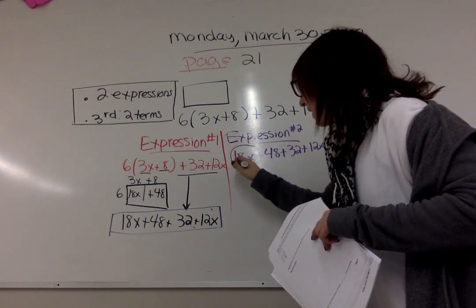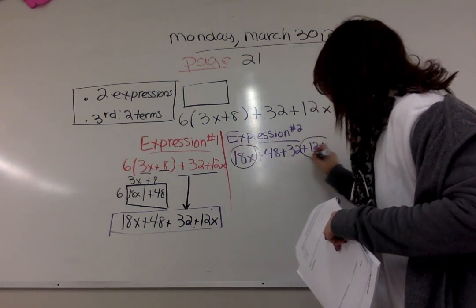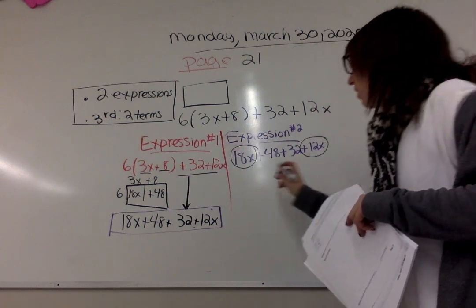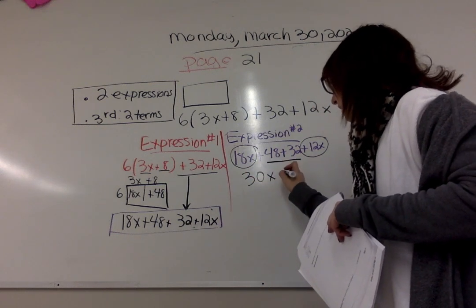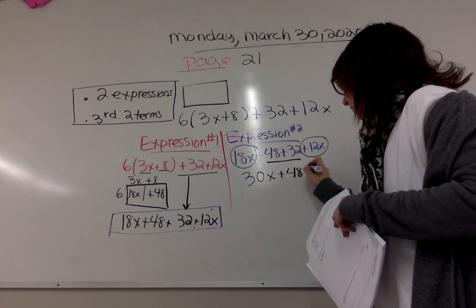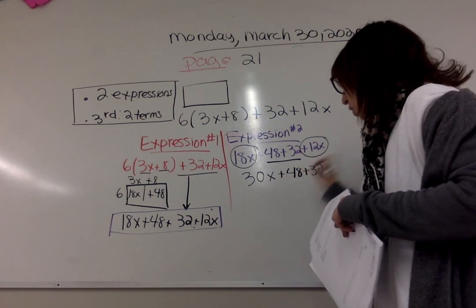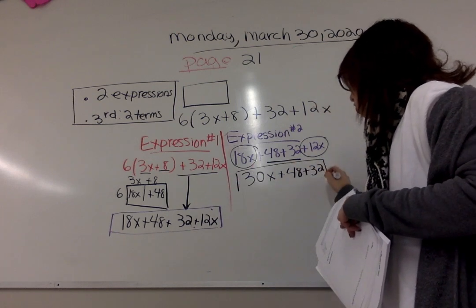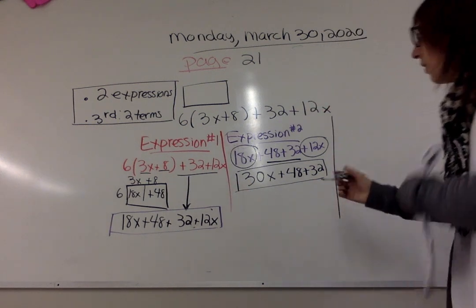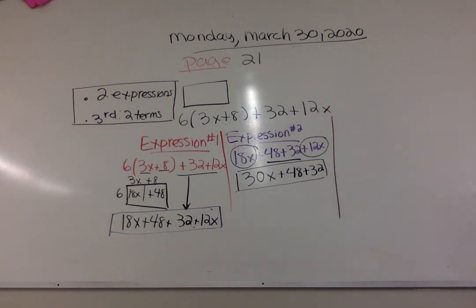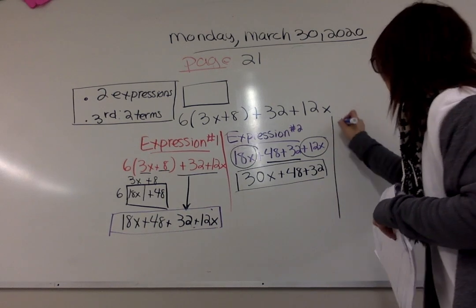We have an 18x that's being added to a 12x. 18 plus 12 is 30x. And then I'm just going to bring this down. So this is now expression 2. Okay, now this is expression 3. We're almost there. Expression number 3, folks.